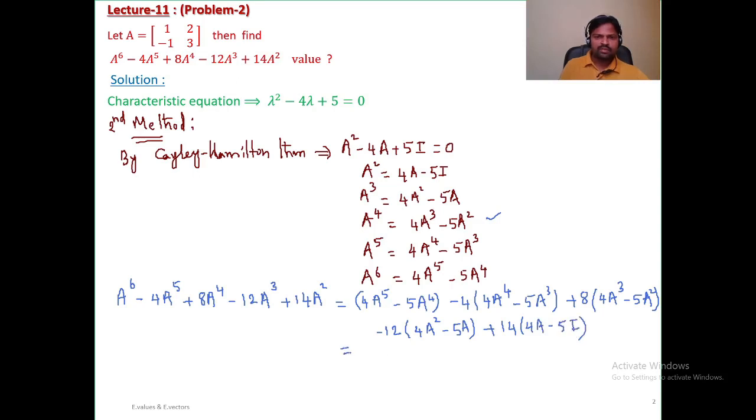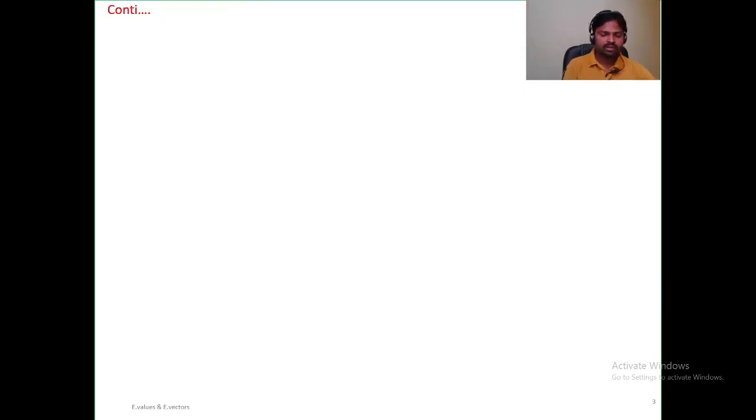Next, you simplify this and you will get terms in A power 5, A power 4, and so on. Again, you substitute the A power 5 value, then A power 4, A power 3, then A power 2, and simplify again. Like that you keep on simplifying until you get a simplified term. You take this one as an exercise. This is the second method, and next, the third method. Method number 3.